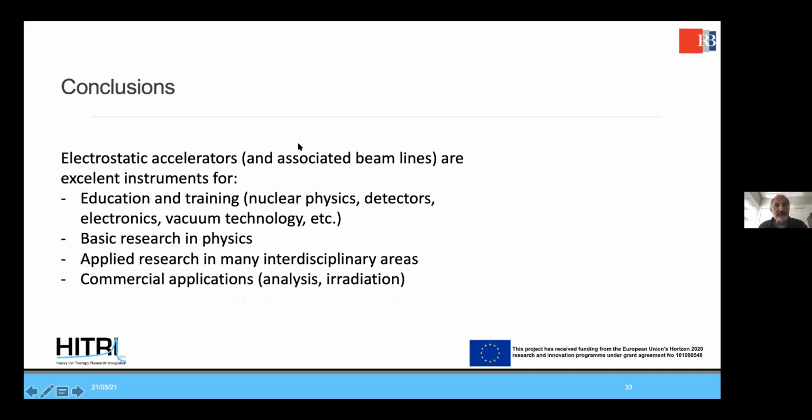electrostatic accelerators of this kind are excellent instruments for education and training at the beginning, really, because you have a variety of different instruments for experimental physicists. I think it is extremely valuable.